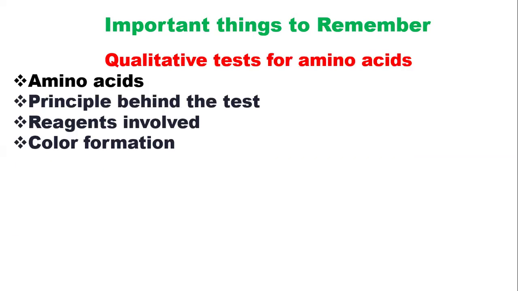Under qualitative test for amino acids, you should understand the 20 common amino acids that are found in proteins, what they are, and the general structure of an amino acid. Understand the principle behind each of the tests that you carry out under qualitative test for amino acids, the color change, and the reagents involved.